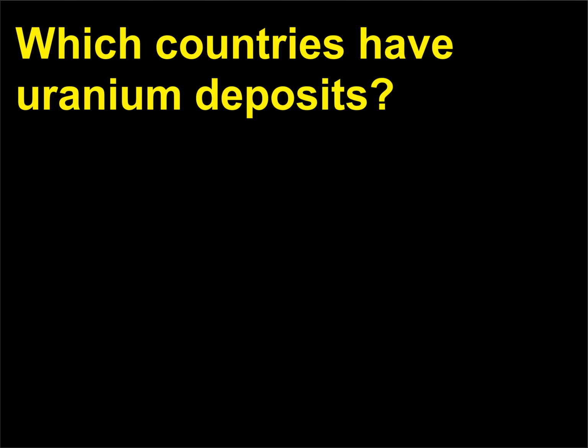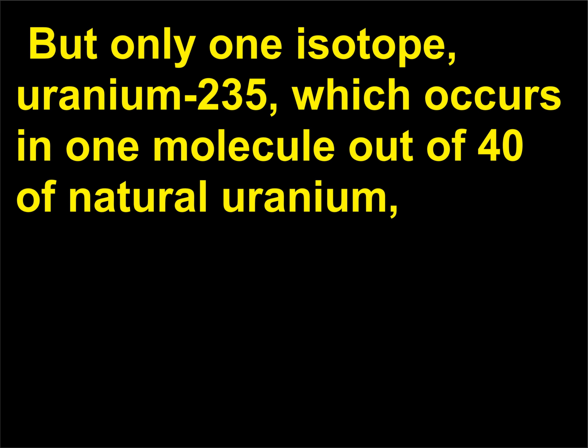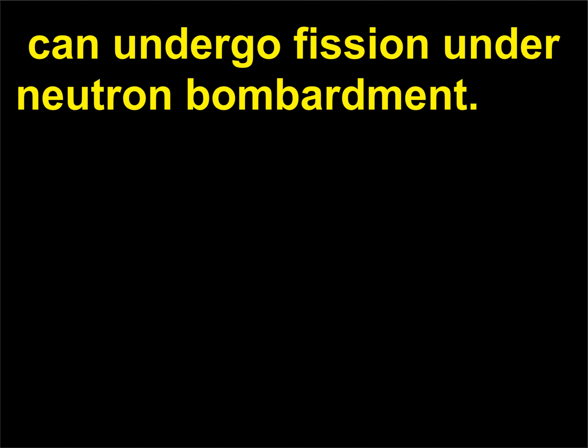Which countries have uranium deposits? Uranium, a radioactive metallic element, is the only natural material capable of sustaining nuclear fission. But only one isotope, uranium-235, which occurs in one molecule out of 140 of natural uranium, can undergo fission under neutron bombardment.